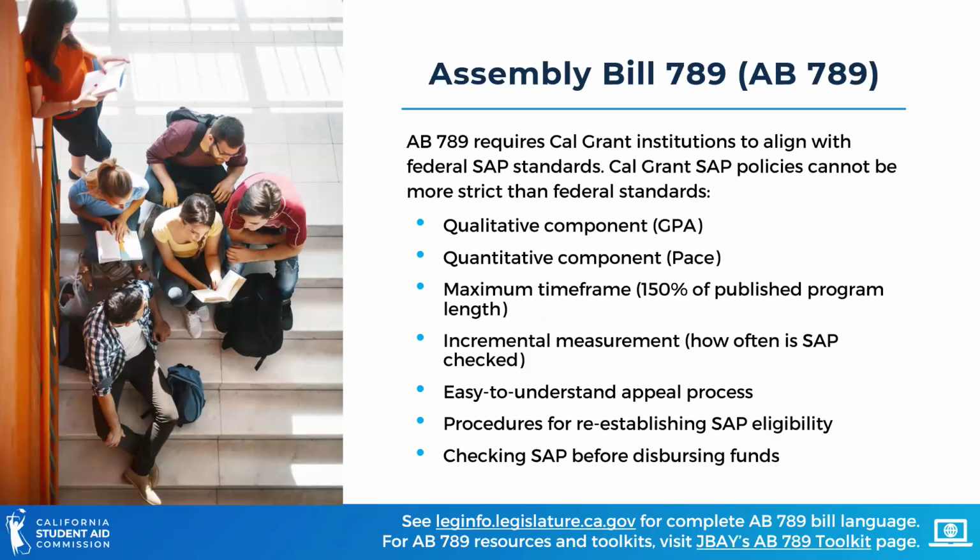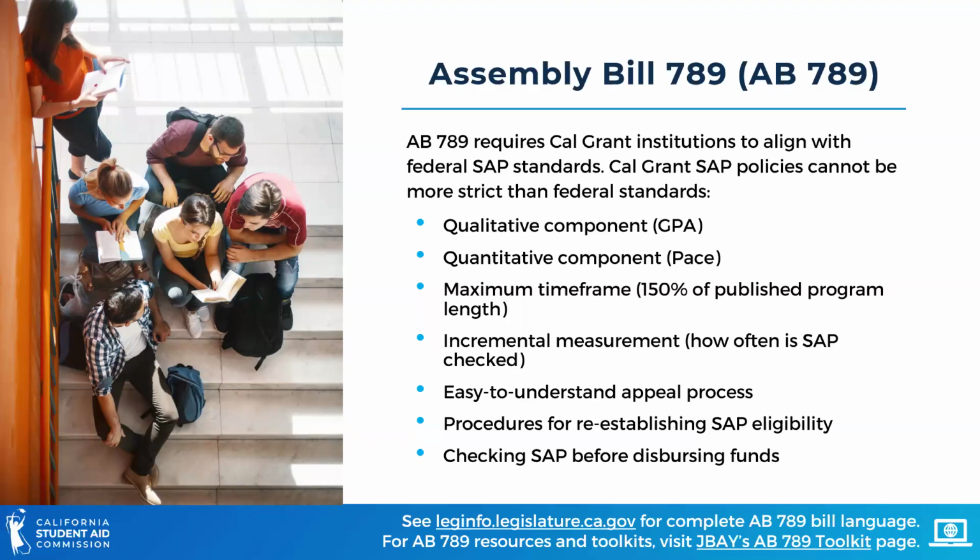Assembly Bill 789 became effective in the 24-25 academic year, and this requires all Cal Grant participating institutions to set their SAP standards based on federal minimum standards and those set by this particular bill. Essentially, what this bill did is that it prohibited Cal Grant participating schools from having SAP policies that are more strict than federal standards. And this is specifically for the Cal Grant program.